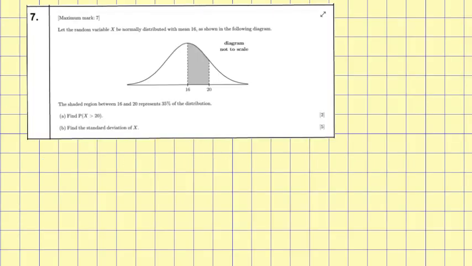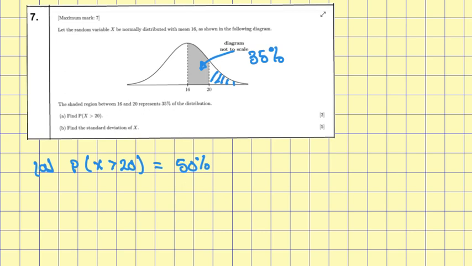Question 7. Let the random variable x be normally distributed with a mean of 16 as shown in the diagram. The shaded region between 16 and 20 represents 35%. Part A, find the probability that x is greater than 20. So we want this shaded region. Well, that is equal to 50%. That is the region that I'm now shading here, which is 50%, plus 35%, which is equal to 85%, which is equal to a probability of 0.85.